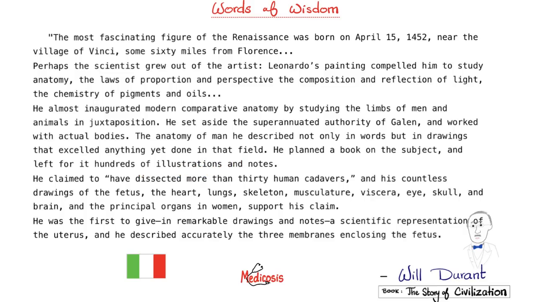Leonardo should have gotten his act together. He claimed to have dissected more than 30 human cadavers, and his countless drawings of the fetus, the heart, lungs, skeleton, musculature, viscera, eye, skull, the brain, and the principal organs in women support his claim. He was the first to give, in remarkable drawings and notes, a scientific representation of the uterus, and he described accurately the 3 membranes enclosing the fetus. This is a reference to the fetal membranes.